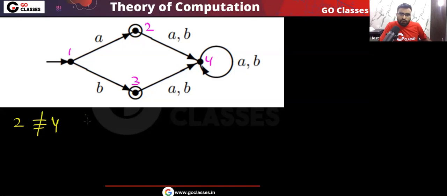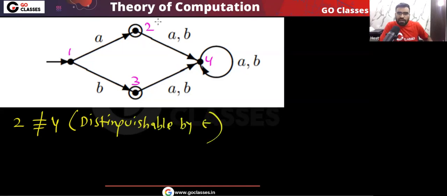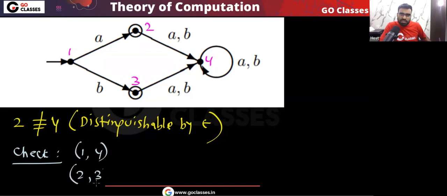Because this 2 is final and 4 is non-final, so they are distinguishable by the empty string. So you never have to check a final and non-final state. You have to check 1 4 and you have to check 2 3. Yes or no? So remember, you have to check 1 4 and you have to check 2 3. So only these two things you have to check. Now first you check this 2 3 and tell me, are they equivalent? Let me know. You check for state 2 3. Are they equivalent?